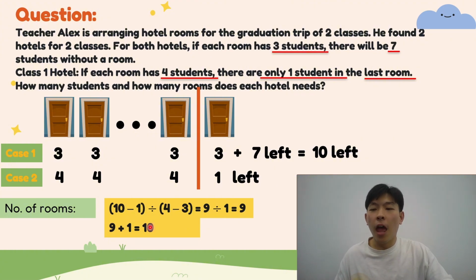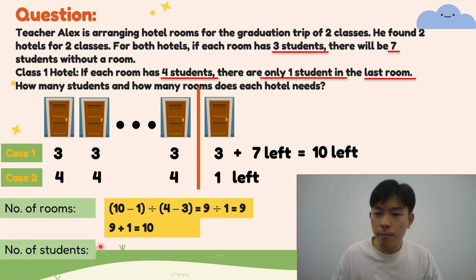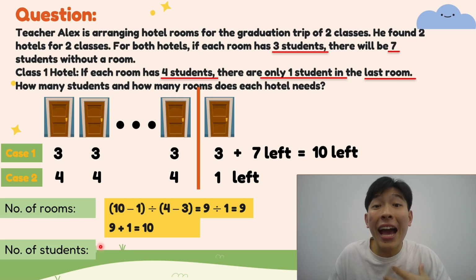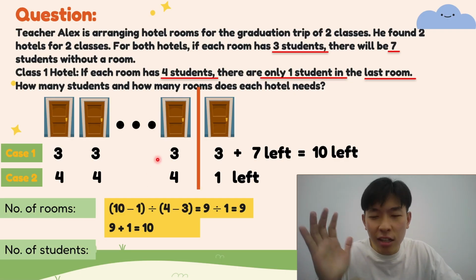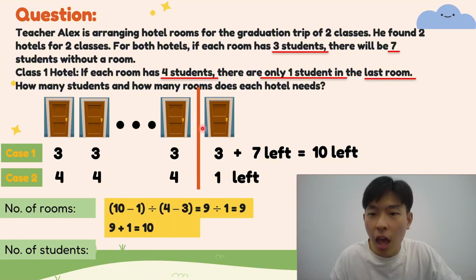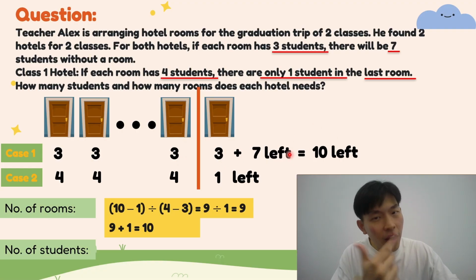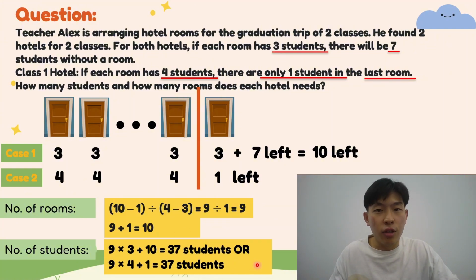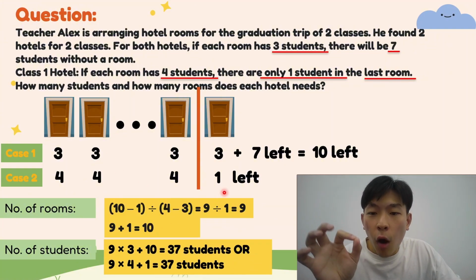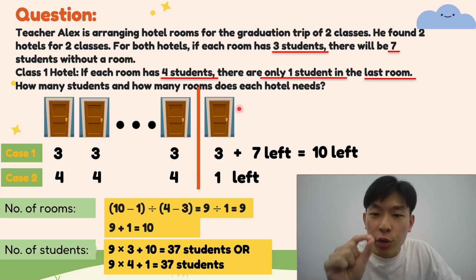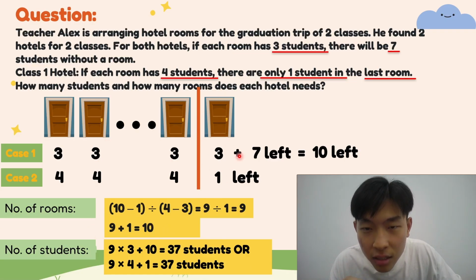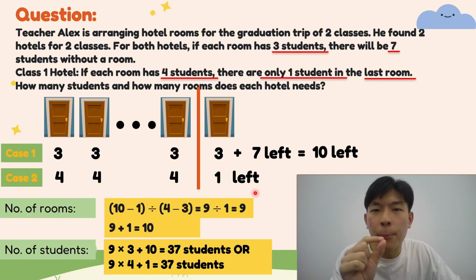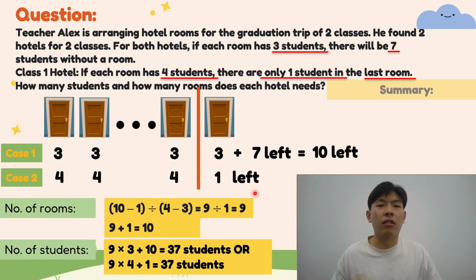Perfect. So now, how do we find the number of students then? When we want to find the number of students, my suggestion is you still treat that this room has disappeared, okay? So you treat it as only 9 rooms. So 9 times 3 and plus 10. Very good. And 9 times 4 plus 1. Perfect. So we get the number of students, okay? So remember, you need to add back the number of rooms, okay? Remember. So now, what is this method called?